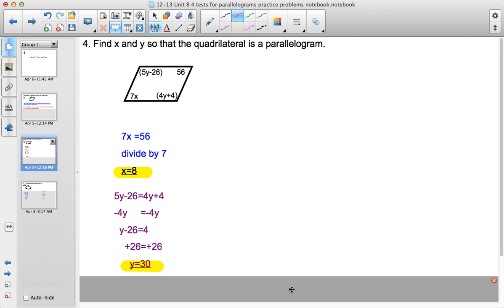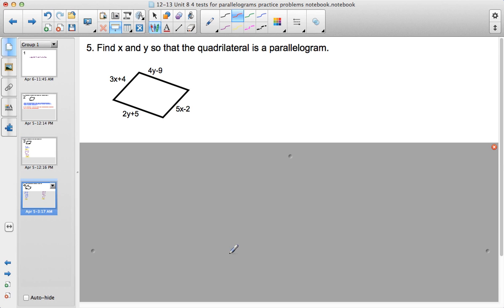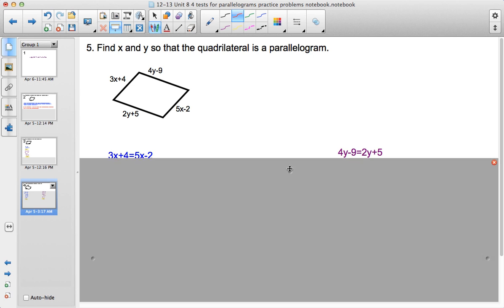Next, let's look at problem number 5. Again, you're finding x and y so that the quadrilateral is a parallelogram. This time, instead of angles, we're looking at opposite side lengths. So we have another theorem that says for parallelograms, the opposite side lengths must be congruent. Or another way of proving it is that if a quadrilateral is a parallelogram, then the opposite side lengths are equal. So I'm going to talk about the x side first, and then I'll talk about the y.